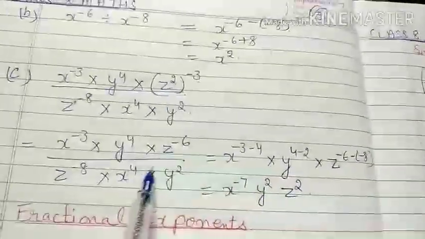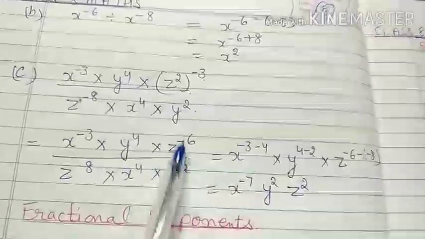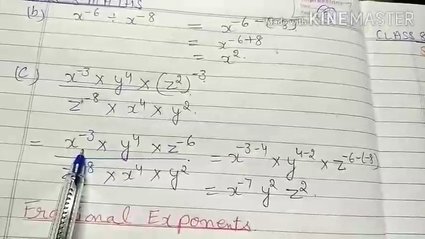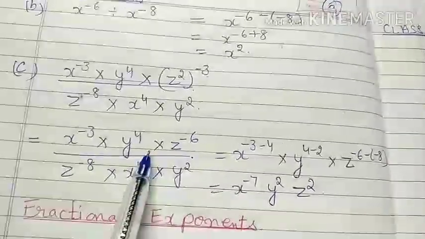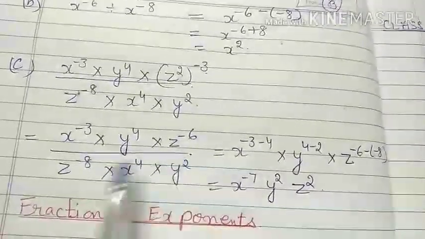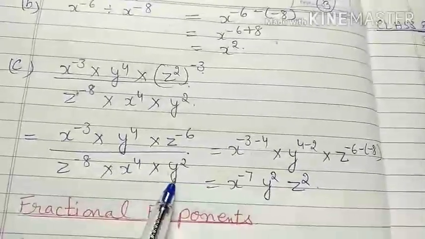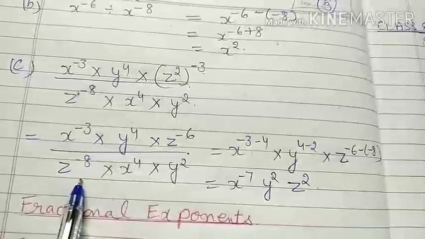So I multiply this, 2 into 3 gives me minus 6. So I write first this way. Now here x is in the numerator and also in the denominator. Y is also in both numerator and denominator. When the power goes upward, the sign will change.